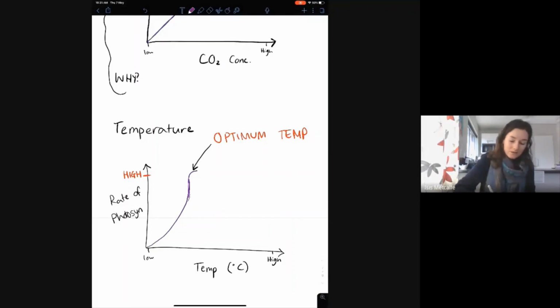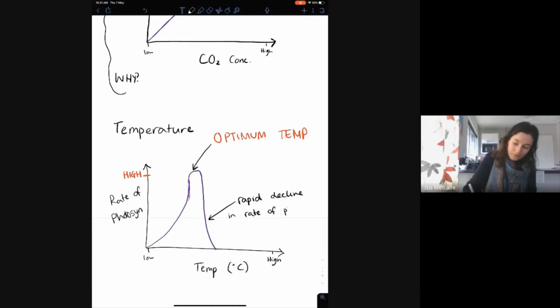Now, once we reach that optimum temperature, it goes downhill very rapidly. So if you kept increasing the temperature, so if you got your Arctic plant and you stuck it in a greenhouse and you made it like 40 degrees, that is going to be too hot for that plant and it's going to die. So what you see is this very rapid decrease in the rate of photosynthesis. Rapid decline in rate of photosynthesis.